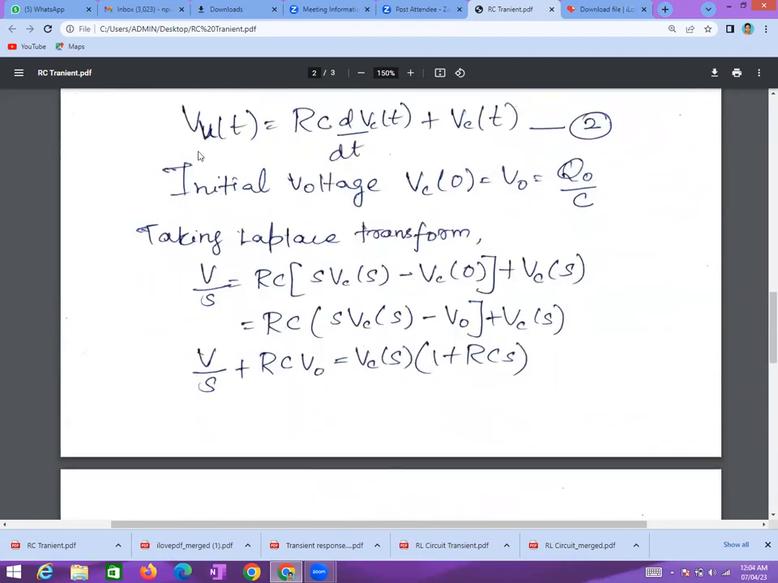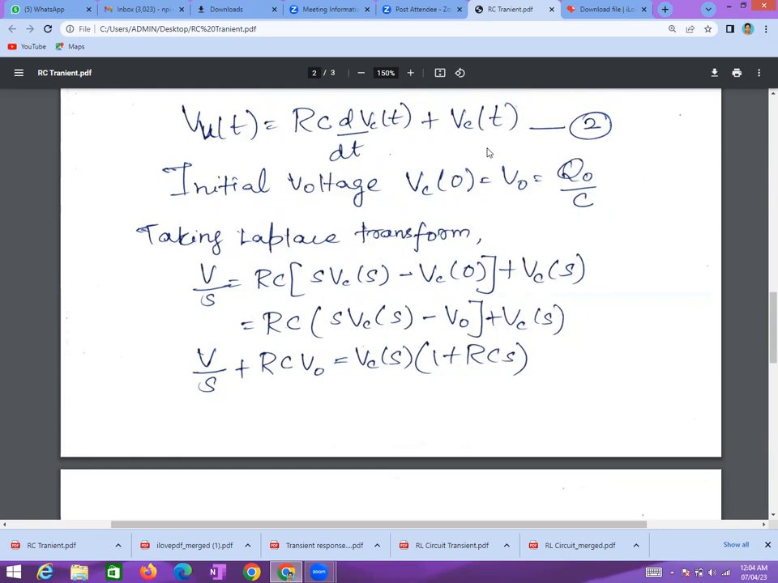Now this is the voltage equation of your series RC circuit: V into U of t equals RC into d by dt of Vc of t plus Vc of t. Consider this as equation number 2. And already we know that the initial voltage across the capacitor, we need to consider as Q naught by C. Now we need to apply the Laplace transform on both sides of equation number 2.